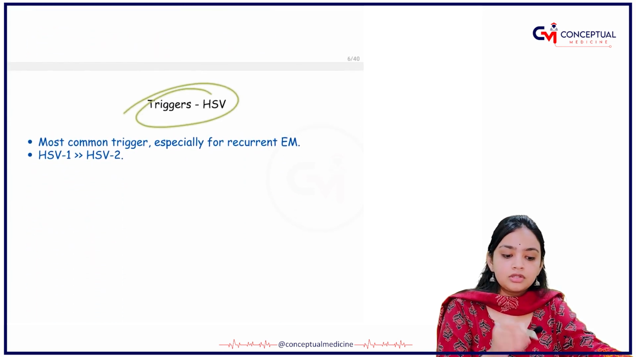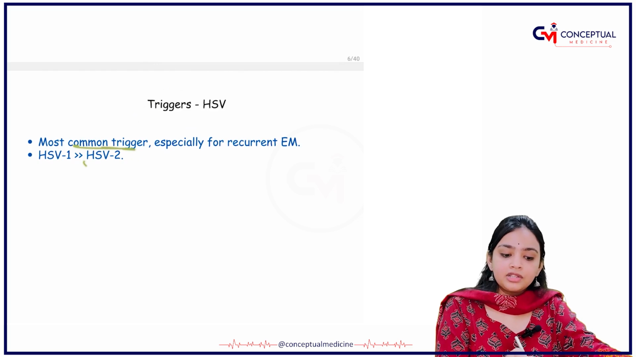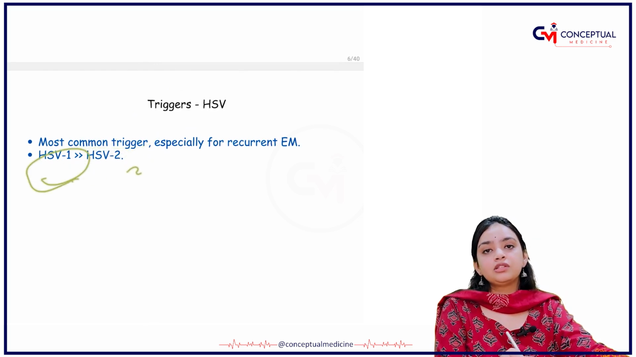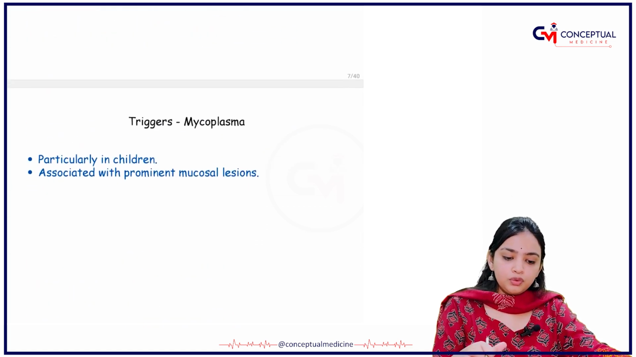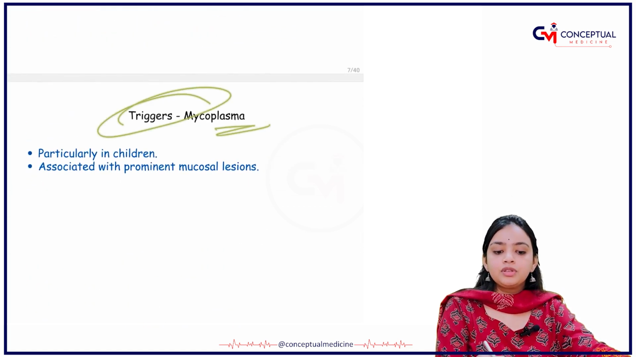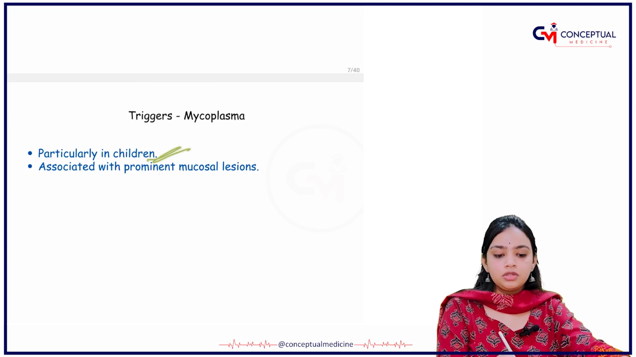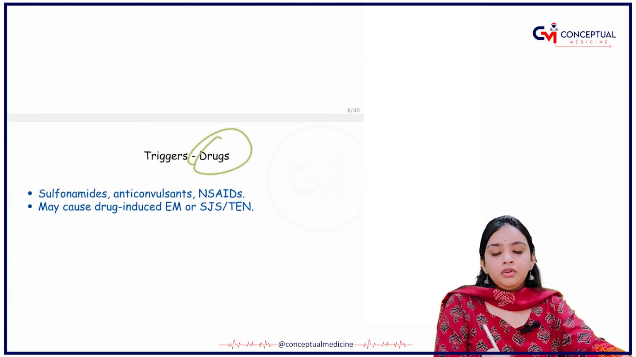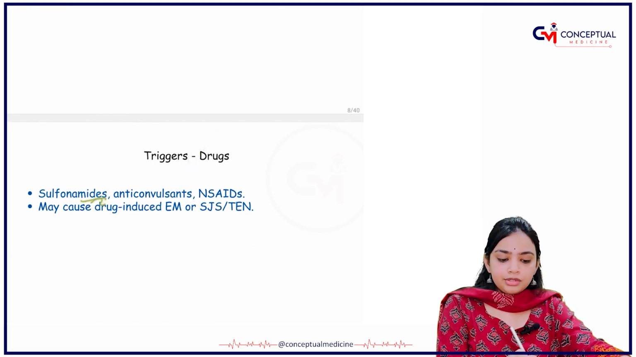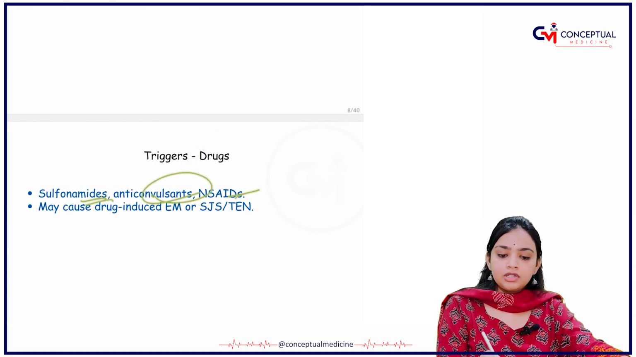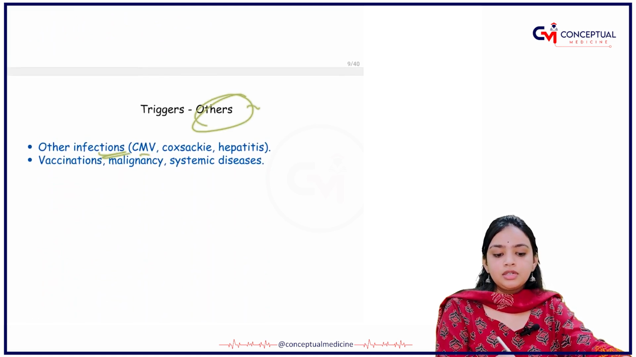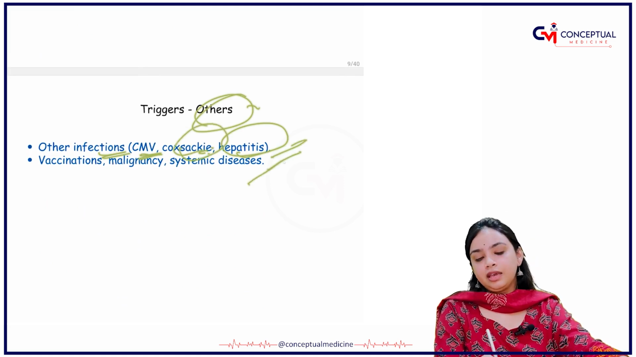Then you have the triggers. HSV is one of the most common triggers, and HSV-1 is more common than HSV-2, right? Trigger number 2 is Mycoplasma, particularly in children, associated with predominant mucosal lesions. Trigger number 3 is drugs like sulfonamides, anticonvulsants, and NSAIDs, right? Then other triggers are other infections like CMV, hepatitis, and EBV.